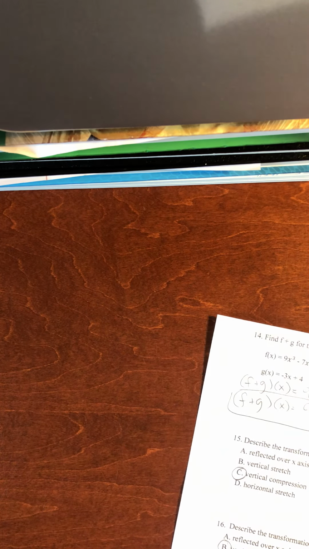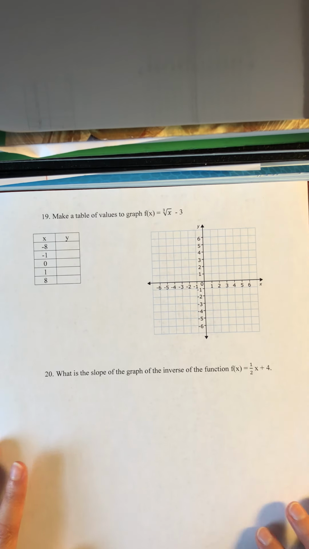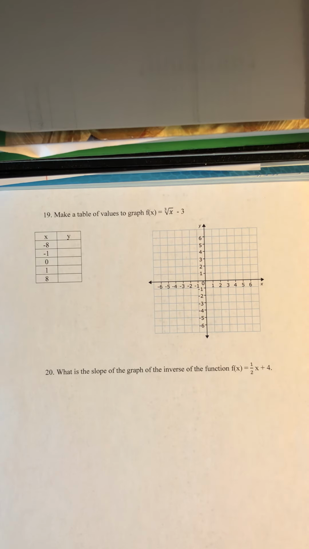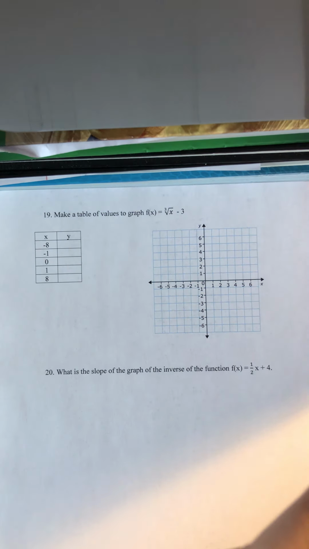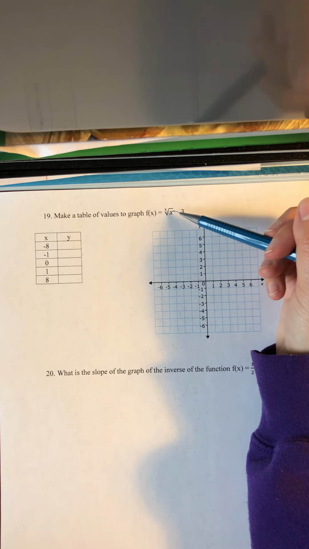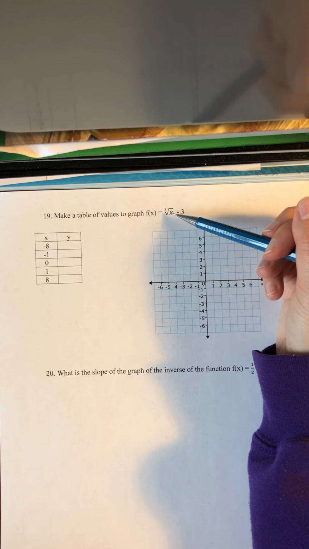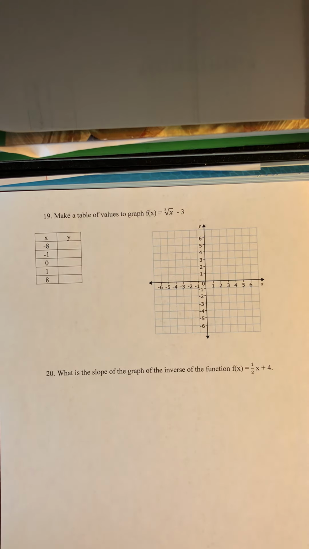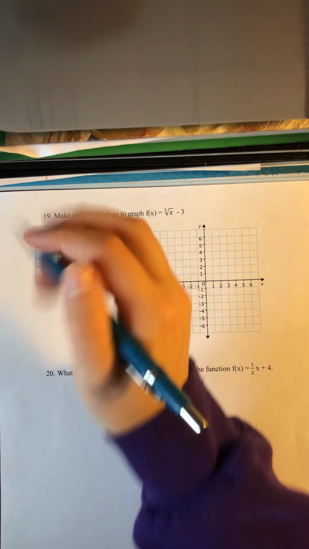All right, last page. Okay, make a table of values to graph f(x) equals the cube root of x minus 3. I gave you the table of values. You're going to plug in these numbers. Starting off with plugging in negative 8. The cube root of negative 8 is negative 2, because negative 2 times negative 2 times negative 2 is negative 8. So negative 2 and then minus 3. Negative 2 minus 3 is negative 5.